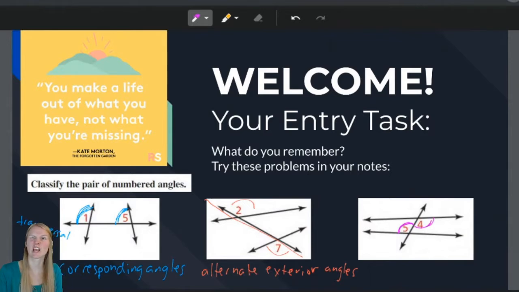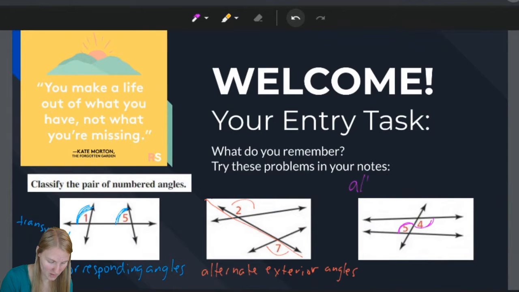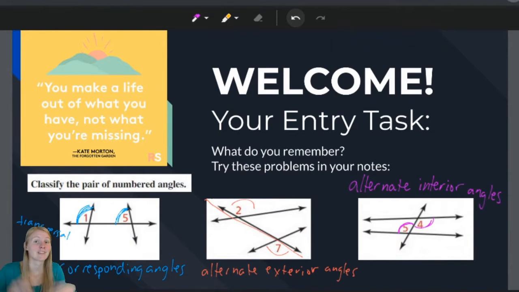And lastly, we have angle 5 and angle 4. They're kind of squished in there a little bit, but they're also on alternate sides of the transversal. 4 is on the right, 5 is on the left, and they are on the interior of the two lines being cut by the transversal. So these are alternate interior angles. Ta-da! Thank you for reviewing yesterday with me.